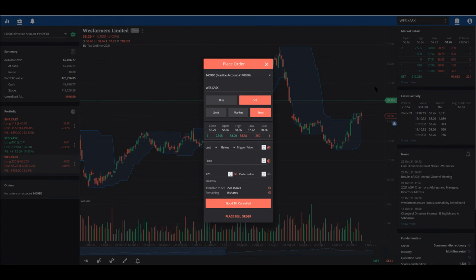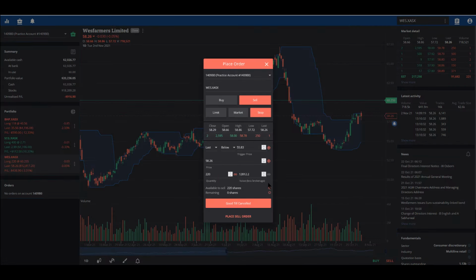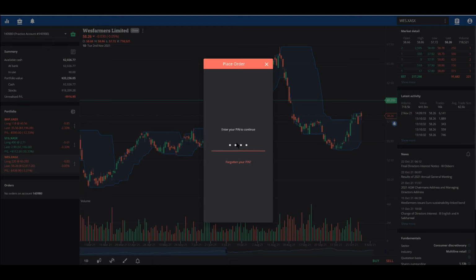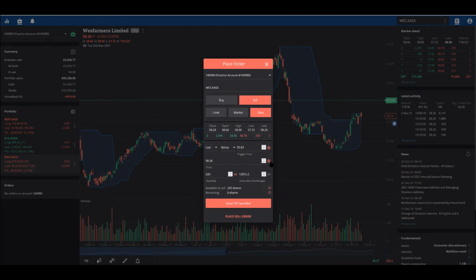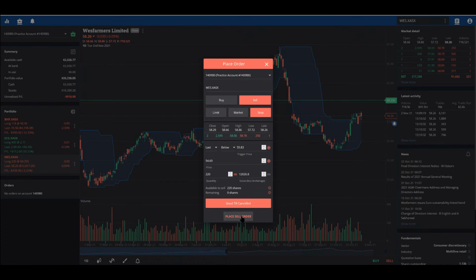So when the ticket opens up, you'll notice that there are two parts to it now. One is the trigger, and secondly is the order. So the first thing that you need to do is choose where you want that trigger to occur. So if, for example, I wanted to put in a stop loss, I might put my trigger at, say, 55.83, and then choose to sell those shares down to, say, 54.69, and then place the order.